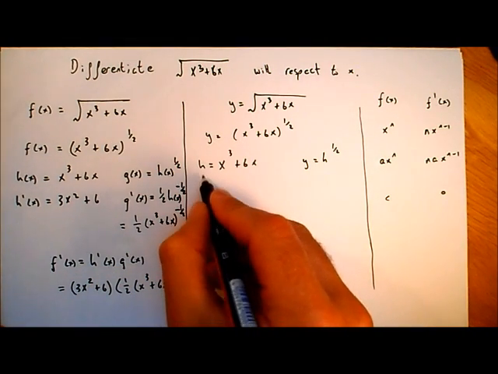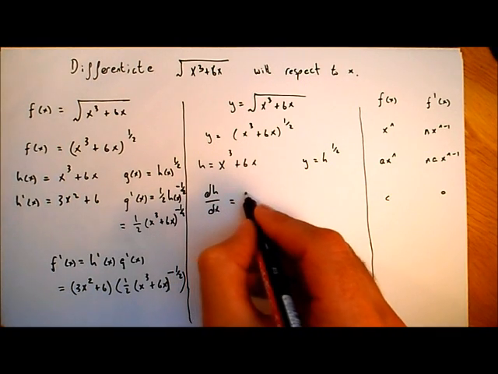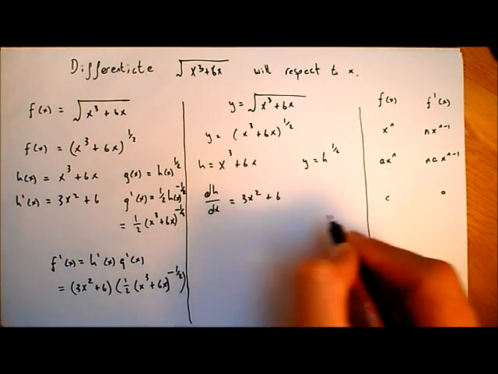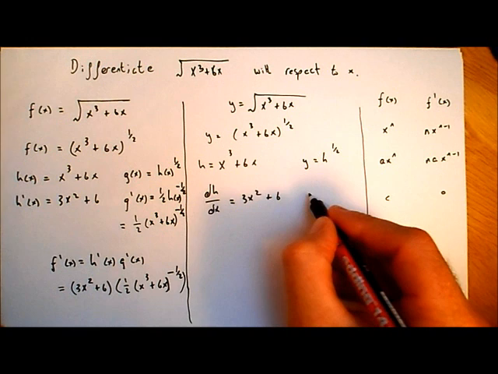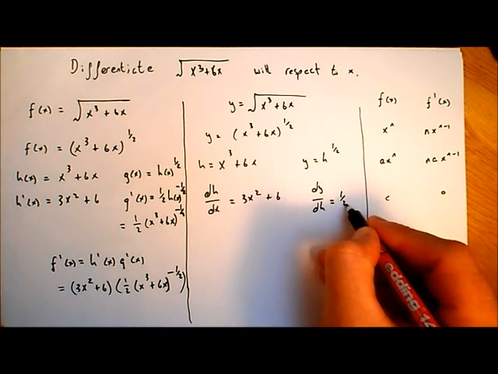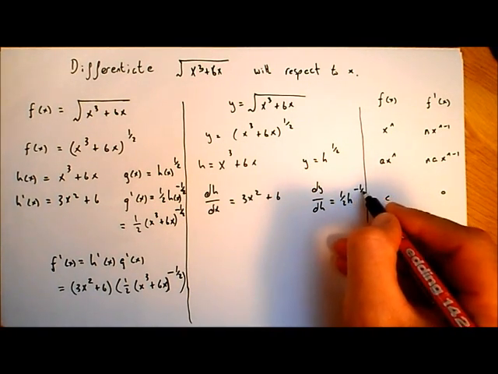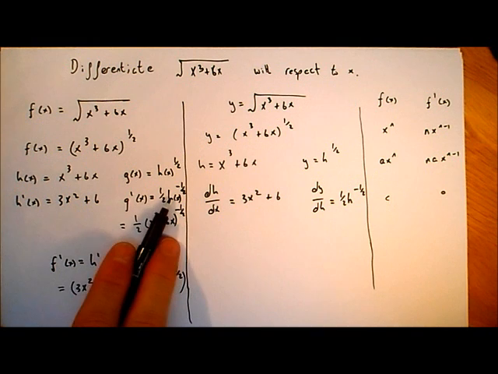I've got an h and an x, so here I can find dh over dx, which will give me 3x squared plus 6. Here I've got a y and an h, so I find dy over dh, which will give me a half h to the power of minus a half, same as I have here.